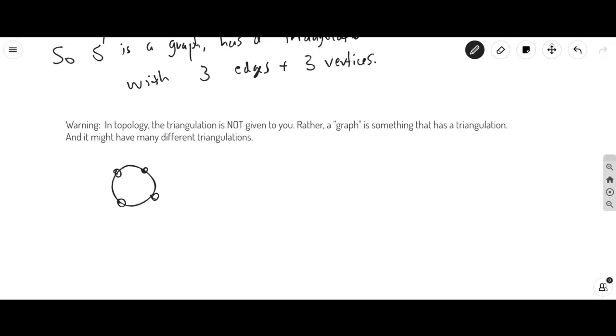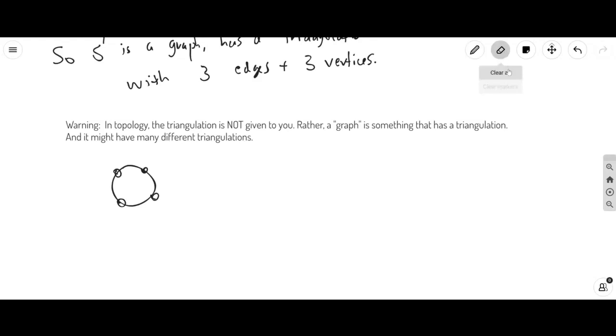So this is the contrast with a discrete graph. In a discrete graph, you must be given the vertex set and the edge set. In topology, you rather start with a topological space. And if that topological space can be what we call triangulated in that way, then the triangulation gives you vertices and edges. The vertices and edges are not part of the topological space. That just depends on how you choose to triangulate.